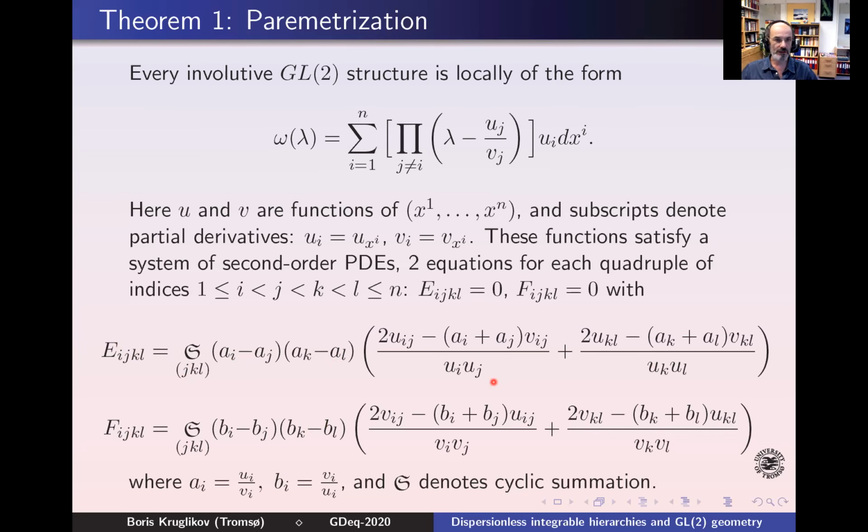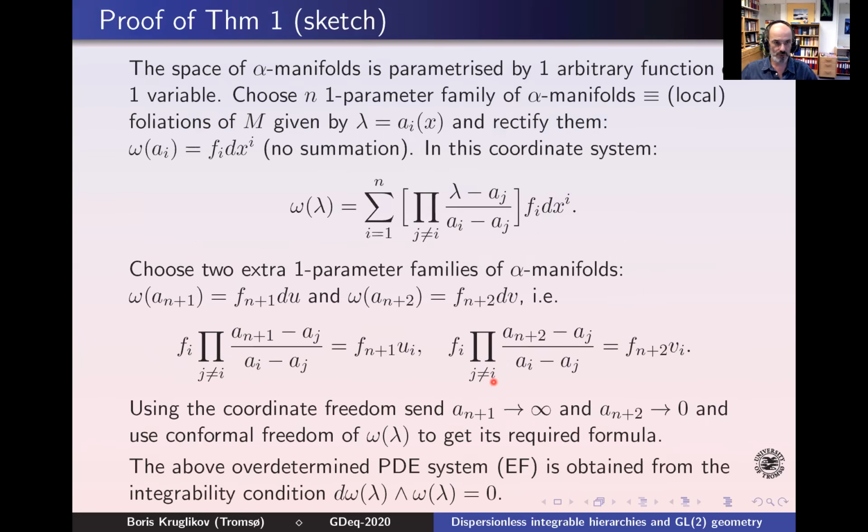That's the formulation. Let me give you an idea of the proof of this. Involutive GL2 structures possess alpha manifolds. There is always some amount of alpha manifolds, but we don't need many in order to start doing things. In general, alpha manifolds are parameterized by one function of one variable.